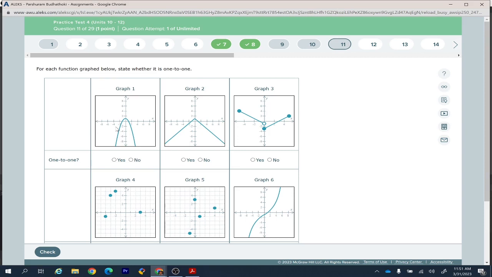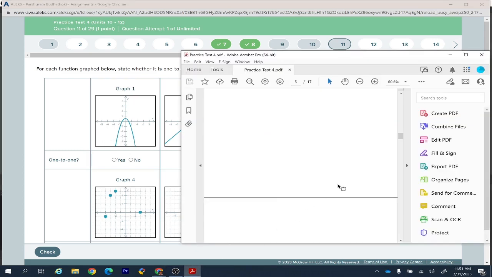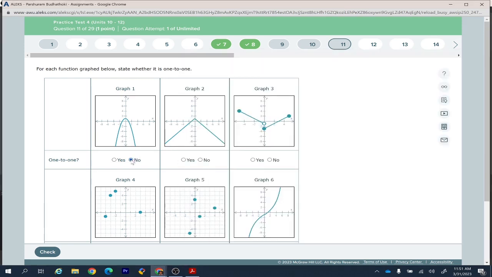If you see any horizontal line intersect that graph more than once, that means that's not 1 to 1. For example, first one you can see here, there are so many points. What I'm trying to say is, first graph, this is the graph, there are so many horizontal lines you can see which will intersect this graph at more than one point. So this is no. Here you can see once again the very same story, even the x-axis is intersecting more than once.